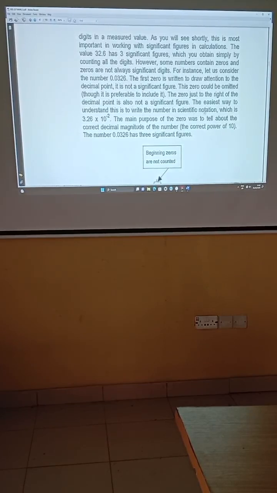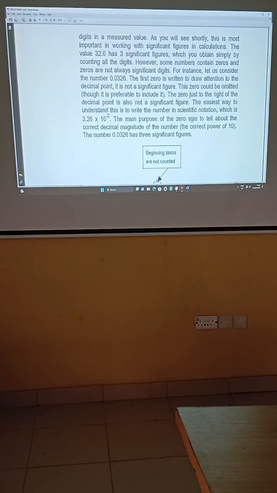Writing 0.0326 in scientific notation, let me just throw a little light on it. The decimal point is here. We move it 1 and 2, from left to right, so the decimal point is relocated in between 3 and 2. Therefore, we have 3.26 times 10 to the power minus 2. This is because we moved only twice from left to right. When you move from left to right, there's always a negative power. When you are moving from right to left, the power becomes positive.